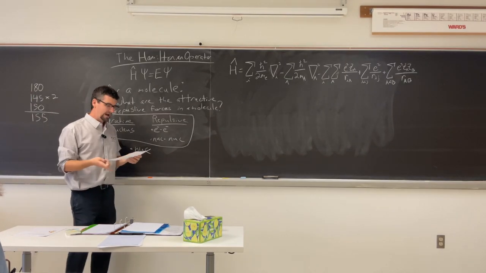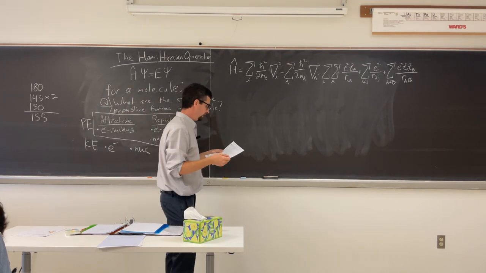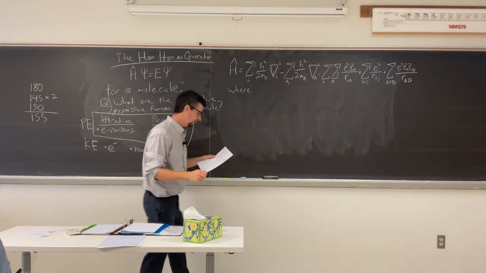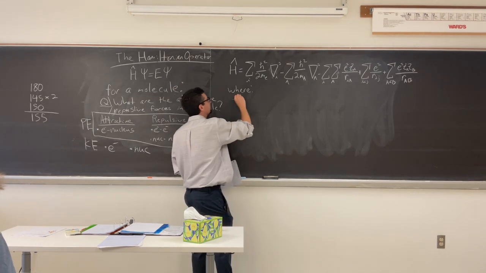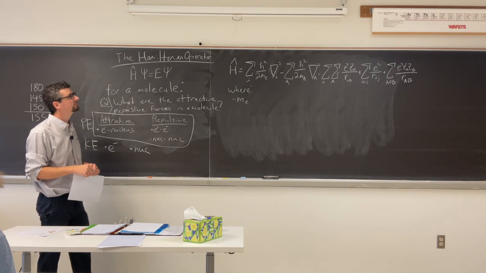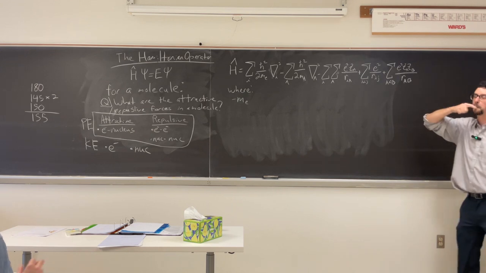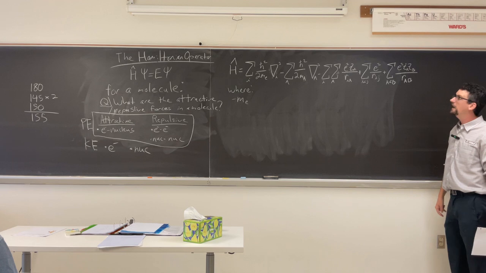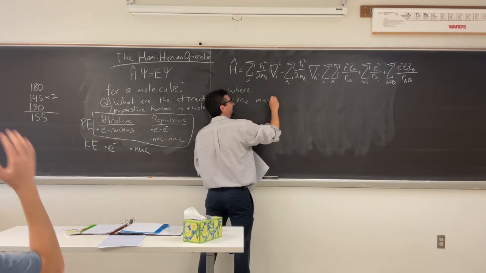Okay, so now we've got everything written out, hopefully. Now we're going to describe each one of the parameters. M sub e, what do you think that is? Is that the mass of the electron? Yes, that's the mass of the electron.